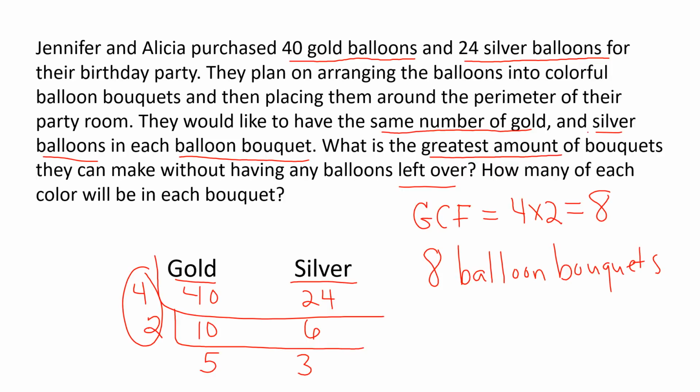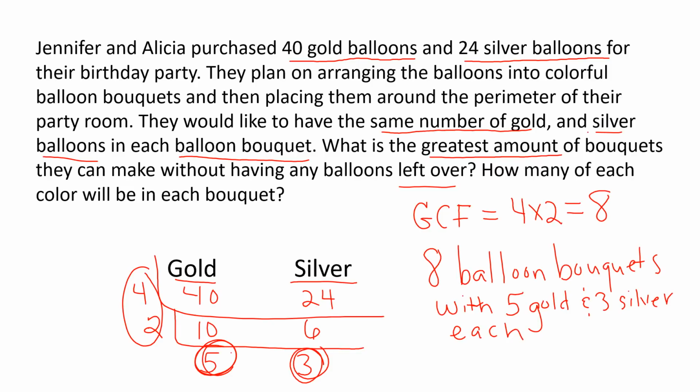And the second question is how many of each color will be in each bouquet? And if you look at the bottom of the ladder diagram, it shows you there's going to be 5 gold balloons and 3 silver balloons each. Okay? Because 5 times 8 is 40 and 3 times 8 is 24. So the answer is 8 balloon bouquets with 5 gold and 3 silver balloons each.